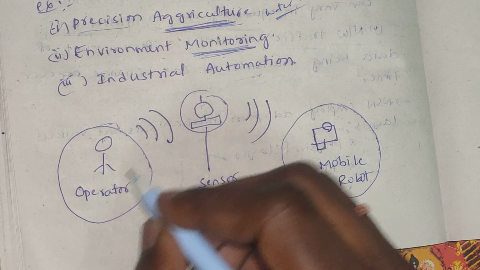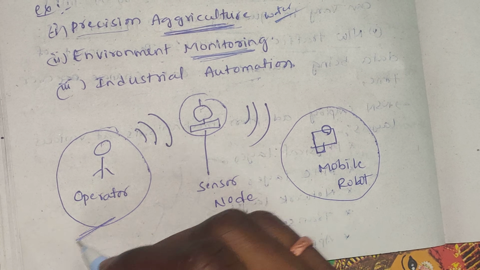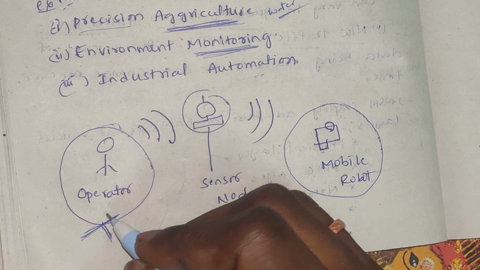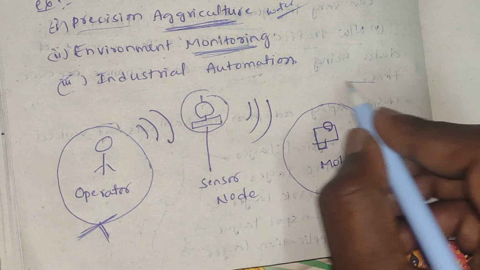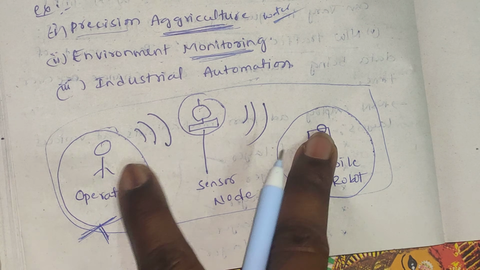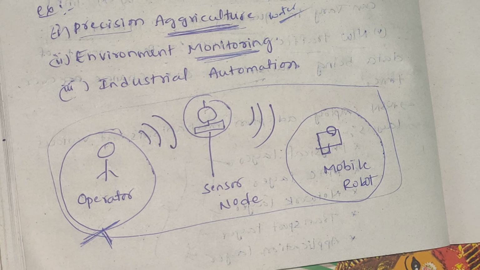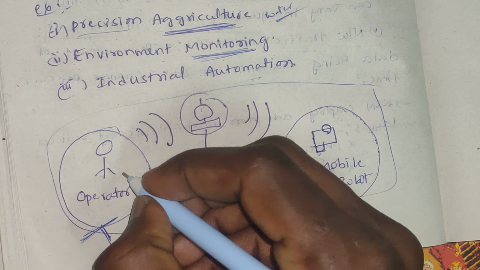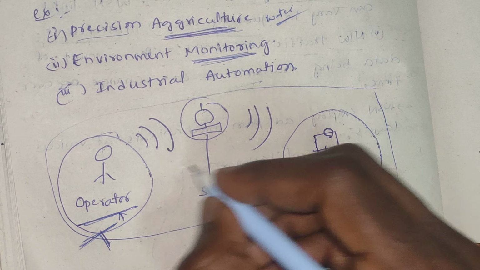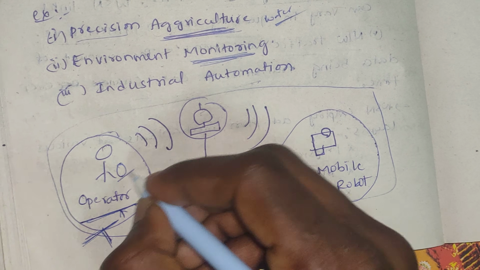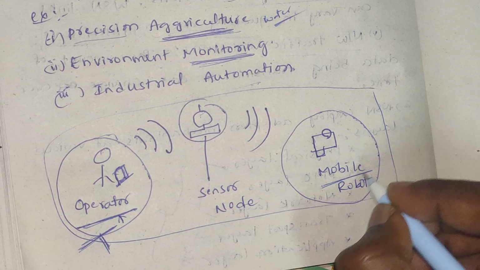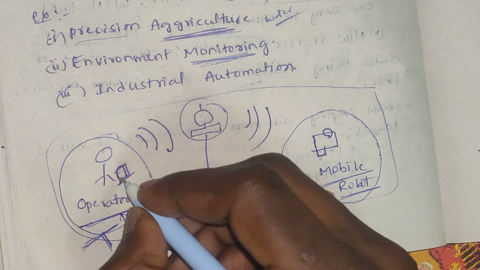In this video, this is one example, a diagrammatic representation of sensor networks and mobile robotics, and how this whole process goes by combining sensors and network mobile robotics. Here is one operator. For example, here is an operator. He is operating something from remote. He is operating the mobile robot through the remote.